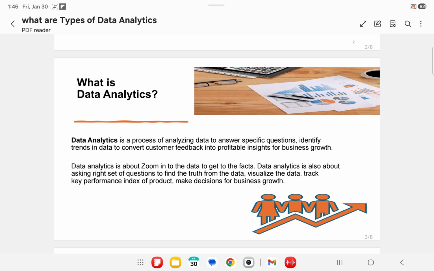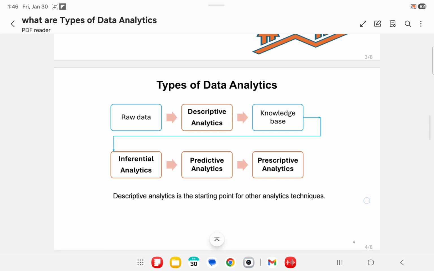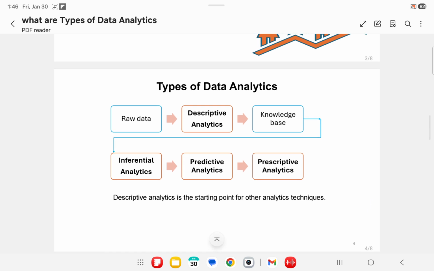The four primary types of data analytics are descriptive analytics, inferential analytics, predictive analytics, and prescriptive analytics. Descriptive transforms raw data into a useful knowledge base. Descriptive is the starting point from which other analytics techniques can build their inferences, predictions, and prescriptions.